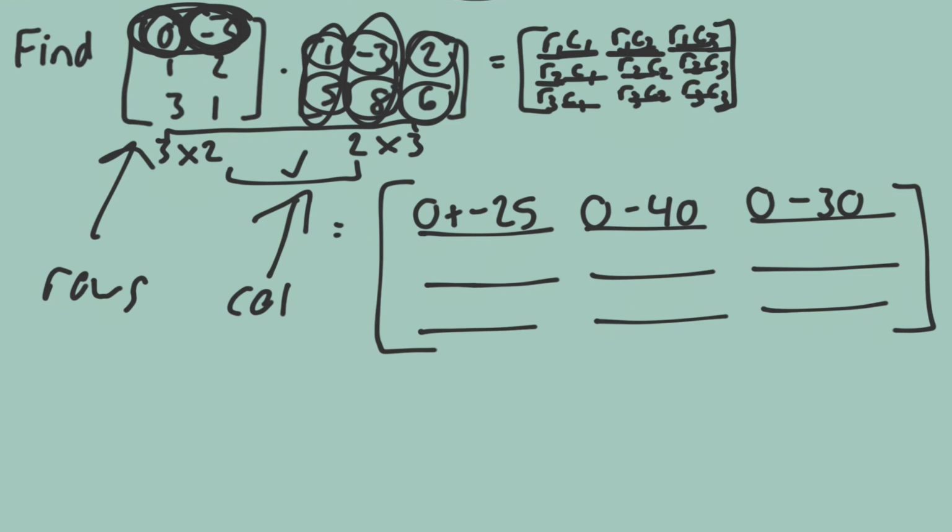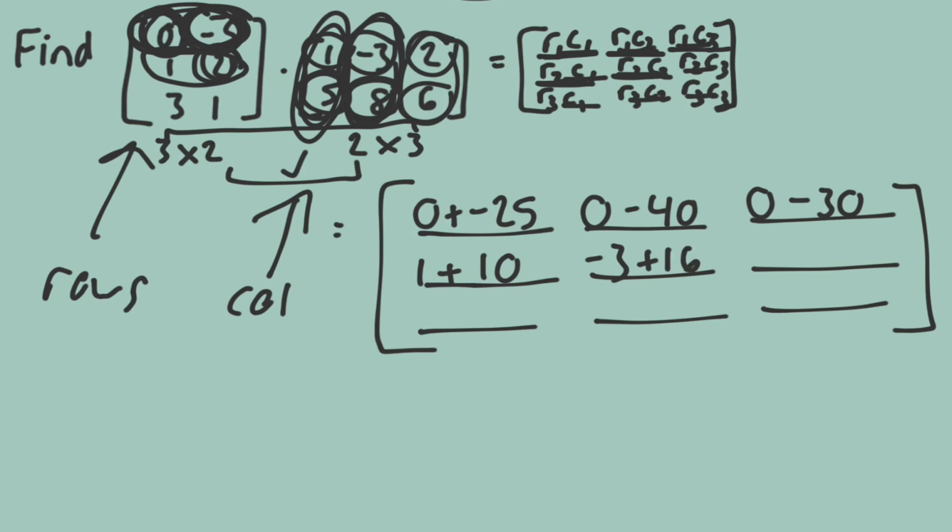Now we're in row 2, column 1. So row 2 with column 1. First one's 1 times 1 is 1, plus 2 times 5 is 10. Row 2, column 2. Same row, now column 2. 1 times -3 is -3, plus 2 times 8 is 16.